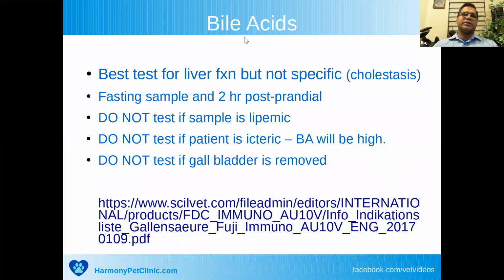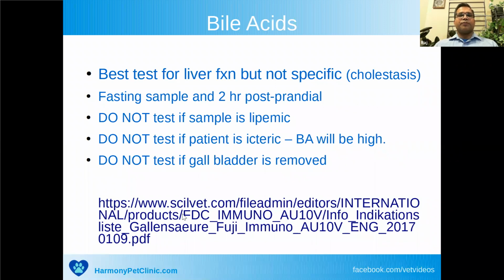Next test is bile acids. It's one of the best tests for liver function, the gold standard for liver functioning, but it's not very specific because cholestasis can also lead to a bile acid increase in the blood. To do bile acid testing, we take a fasting sample, normally after a 12-hour fast, and then after taking that fasting serum sample, we feed the animal a high fat food to stimulate the release of bile acids. Then we take another serum sample 2 hours after the feeding, which will be the postprandial sample.